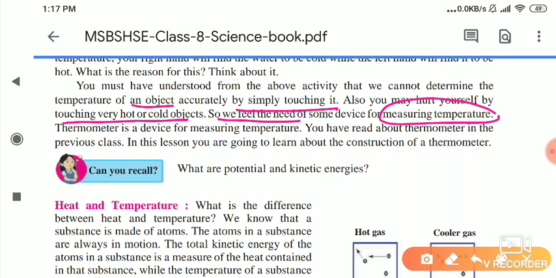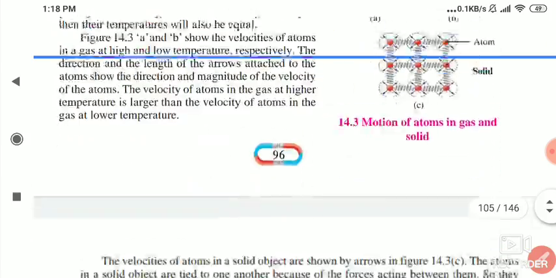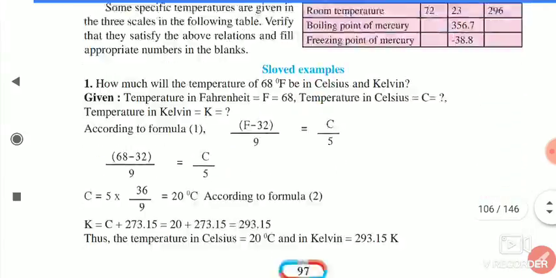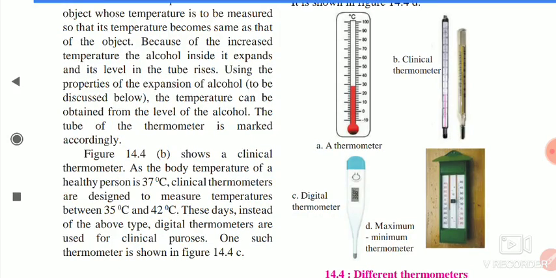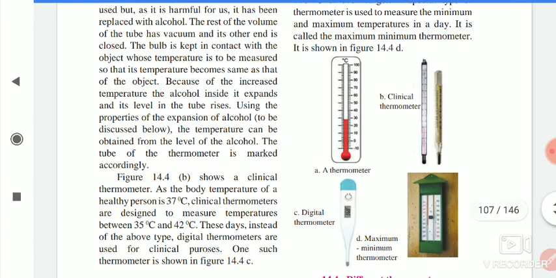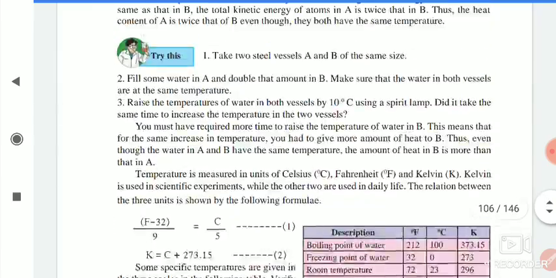As you know, doctors use the thermometer to check the temperature, and you have read about the thermometer in the previous class. In this lesson, we are going to learn about the construction of the thermometer. How is the thermometer constructed? It is given here, and when we come to this point, I will tell you how it is constructed.